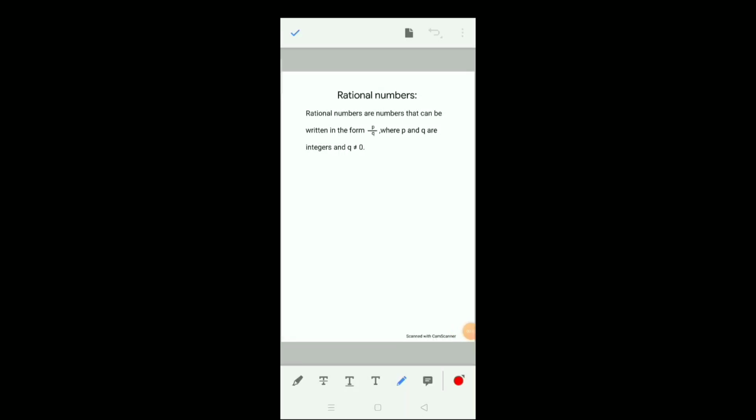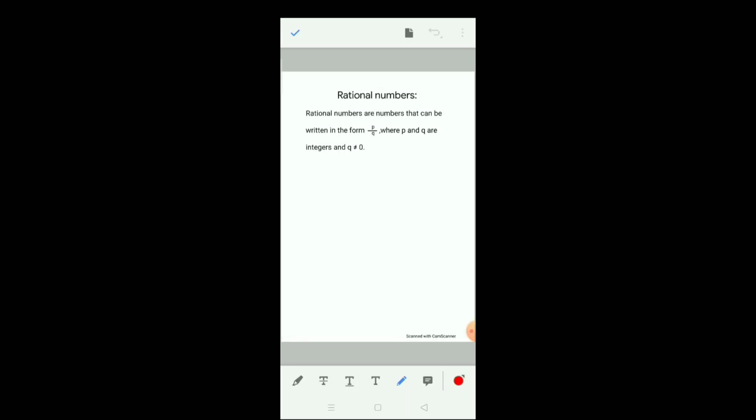So up to here we have discussed in the previous class. Now let's go to our today's topic. The topic which I am going to discuss today is rational numbers, irrational numbers and real numbers. So now, what are rational numbers?